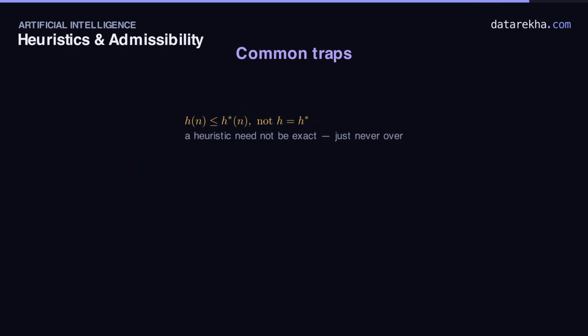Trap 1. Thinking the heuristic must be exact. It doesn't. It only has to avoid overestimating. Underestimating is perfectly fine. It's the whole point. Trap 2. The dangerous one. Overestimating even at a single node breaks admissibility, and A star can then return a path that isn't the cheapest. Overshoot is the failure mode, not undershoot.